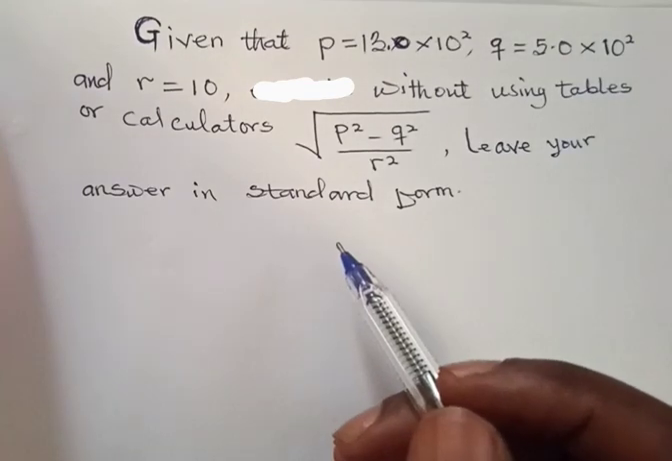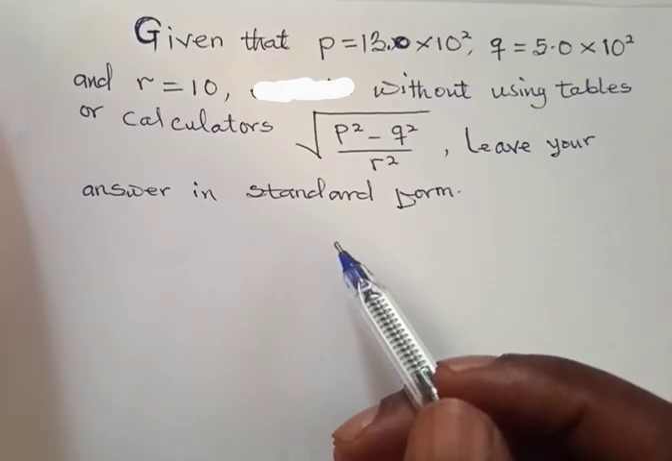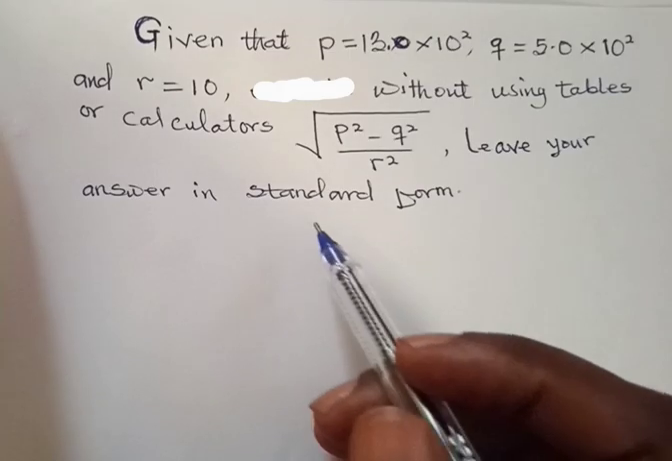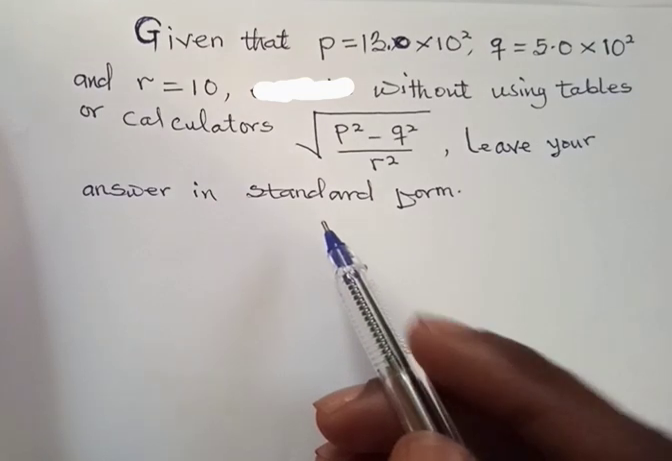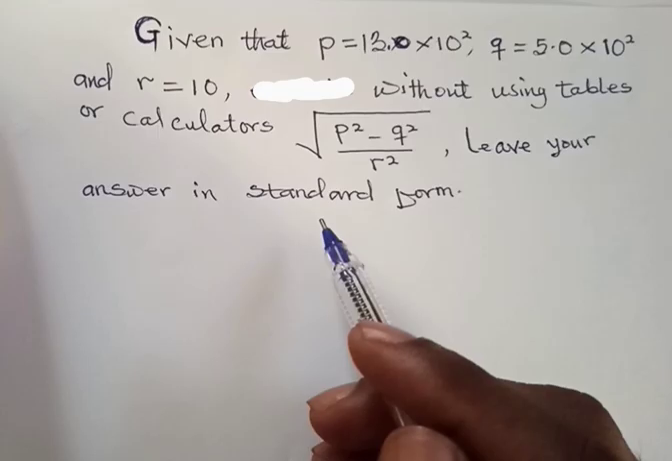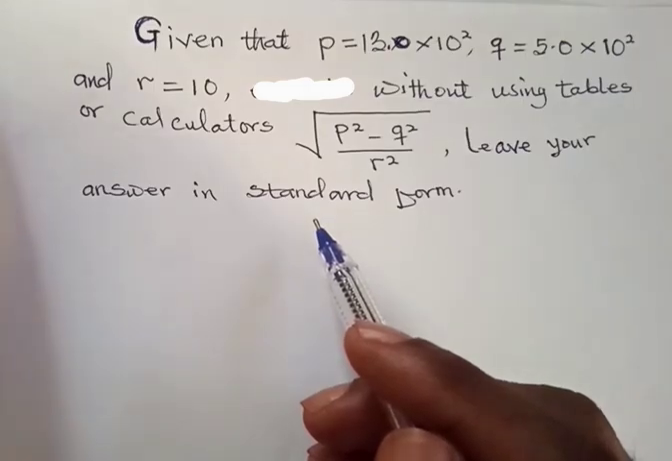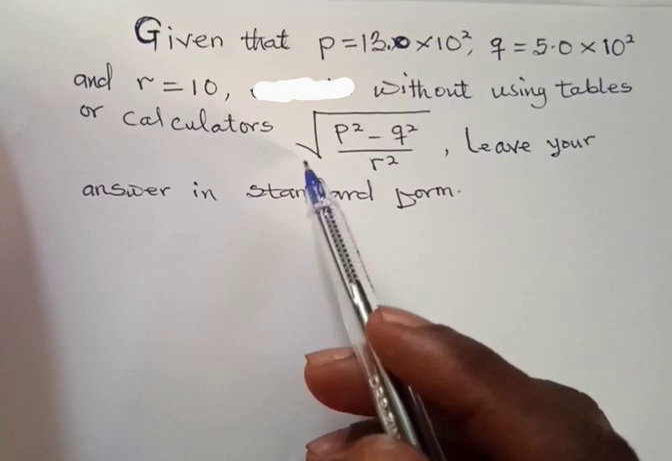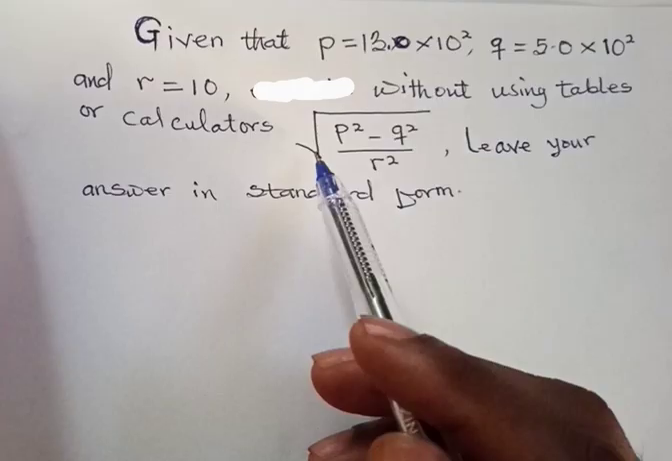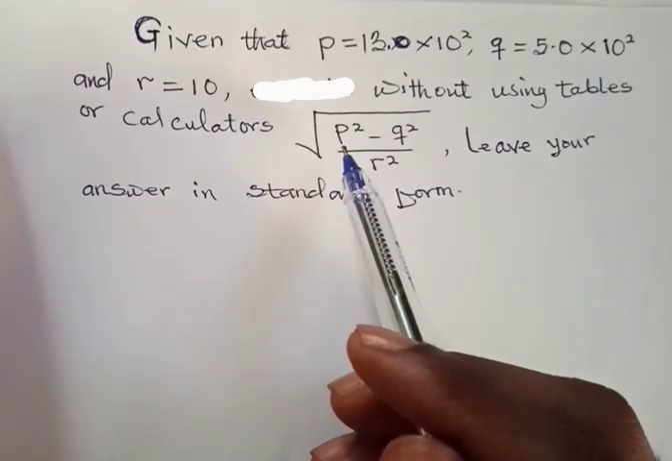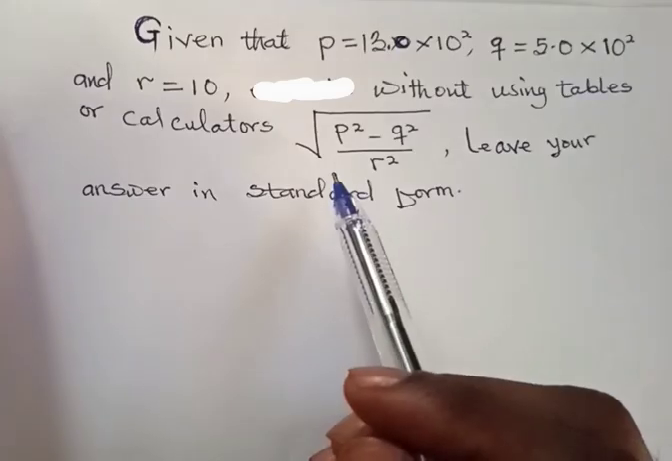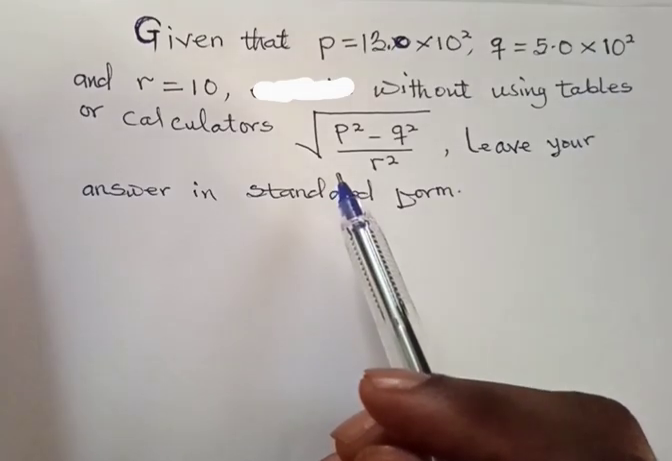Okay, so let's look at this example as well. In this example, we are given P as 13.0 times 10 exponent 2, Q as 5.0 times 10 exponent 2, and R as 10. We are asked to evaluate, without using tables or calculators, in the form where we have the radical sign, in the radical, P squared minus Q squared, all divided by R squared. And we are asked to leave our answer in standard form.